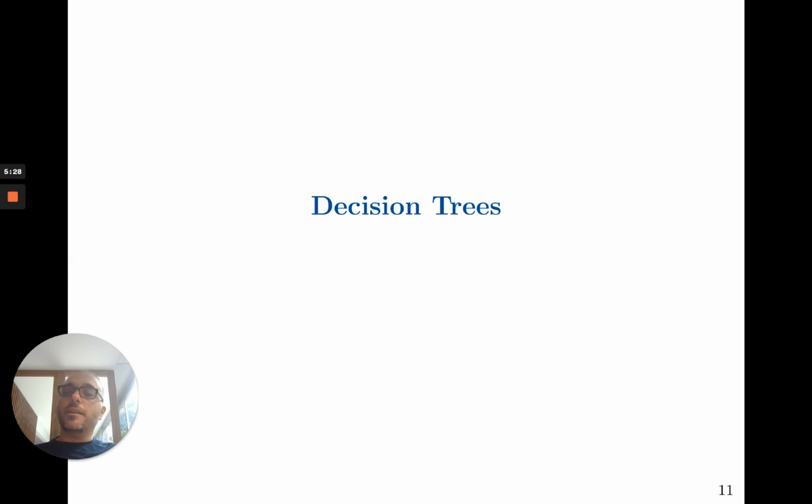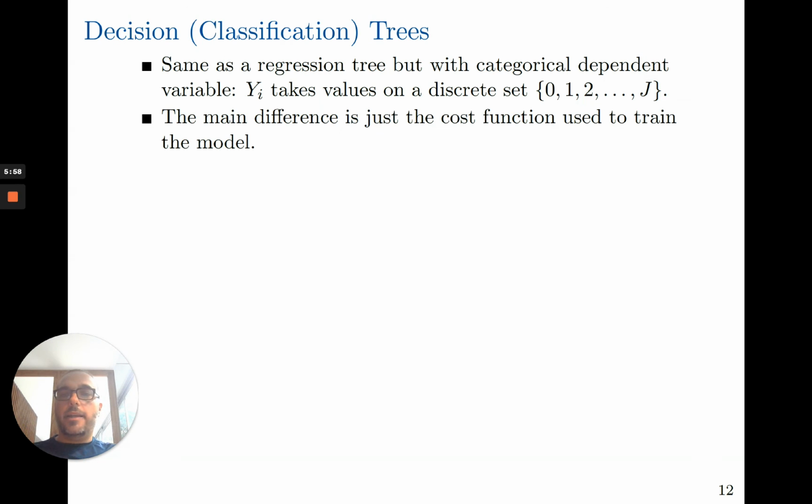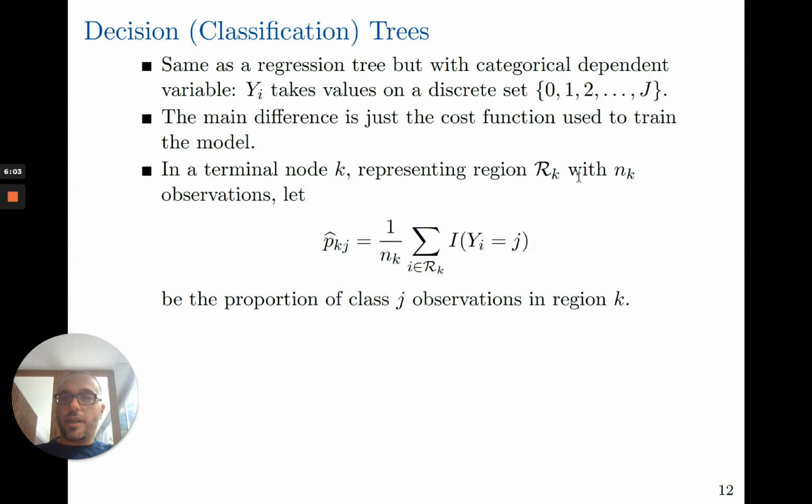I'm going to give you an example about decision trees, and on Friday we are going to discuss how to design a neural network to achieve our goal of modeling discrete dependent variables. So what are classification trees or decision trees? The same as a regression tree, but with categorical dependent variables. So y takes values in the discrete set between 0 and J. The main difference is just the cost function that we are going to use to train the model.